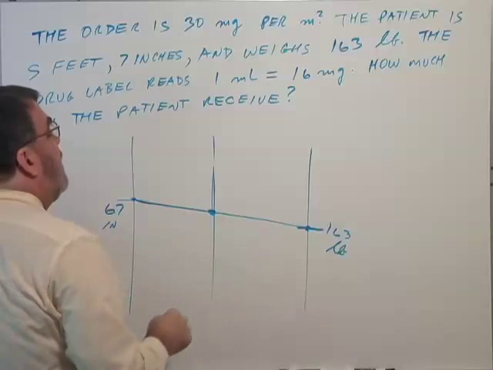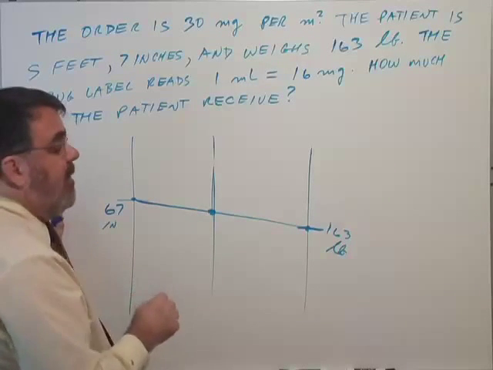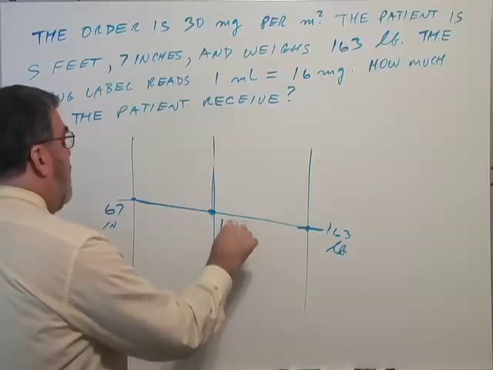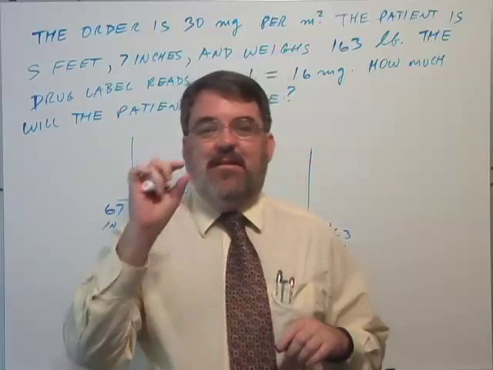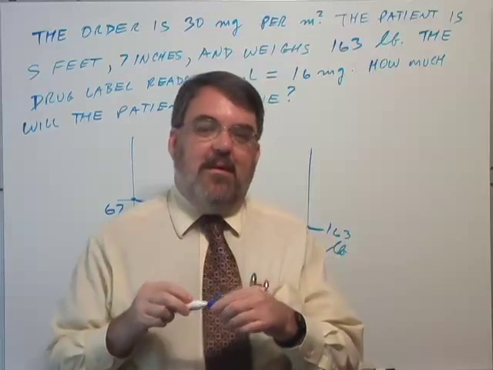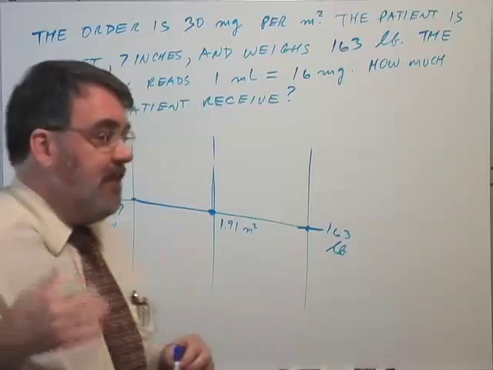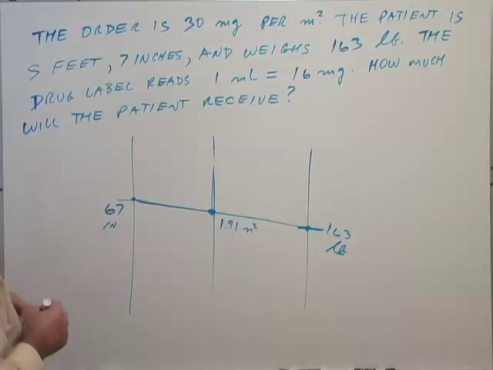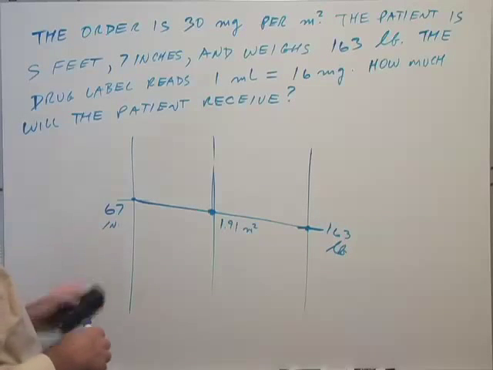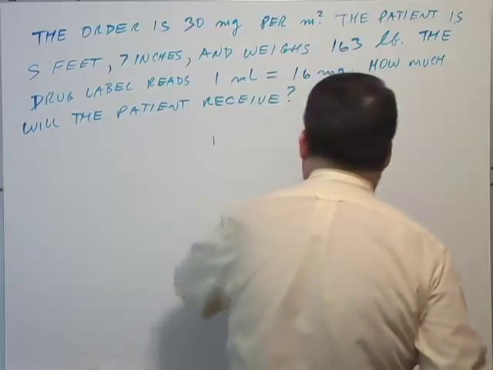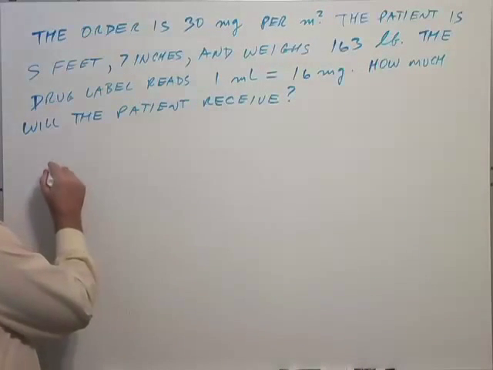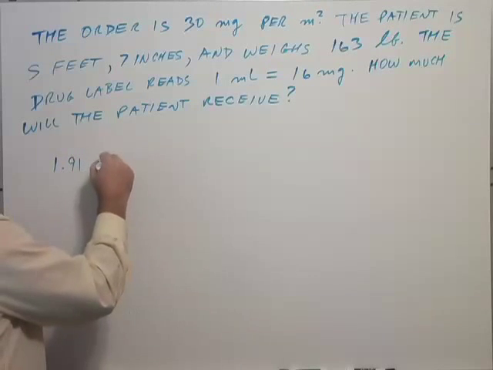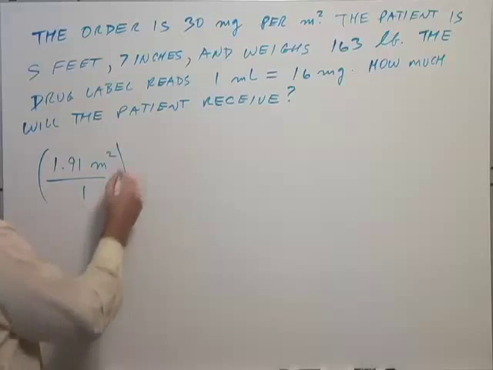And the middle scale is the body surface area. I got 1.91 square meters. It was a little hard to get that because the scale is kind of tight there. But be careful you read those scales correctly. But I'm getting 1.91 square meters for this patient. So let's use that. All right, so 1.91 square meters is the patient information.